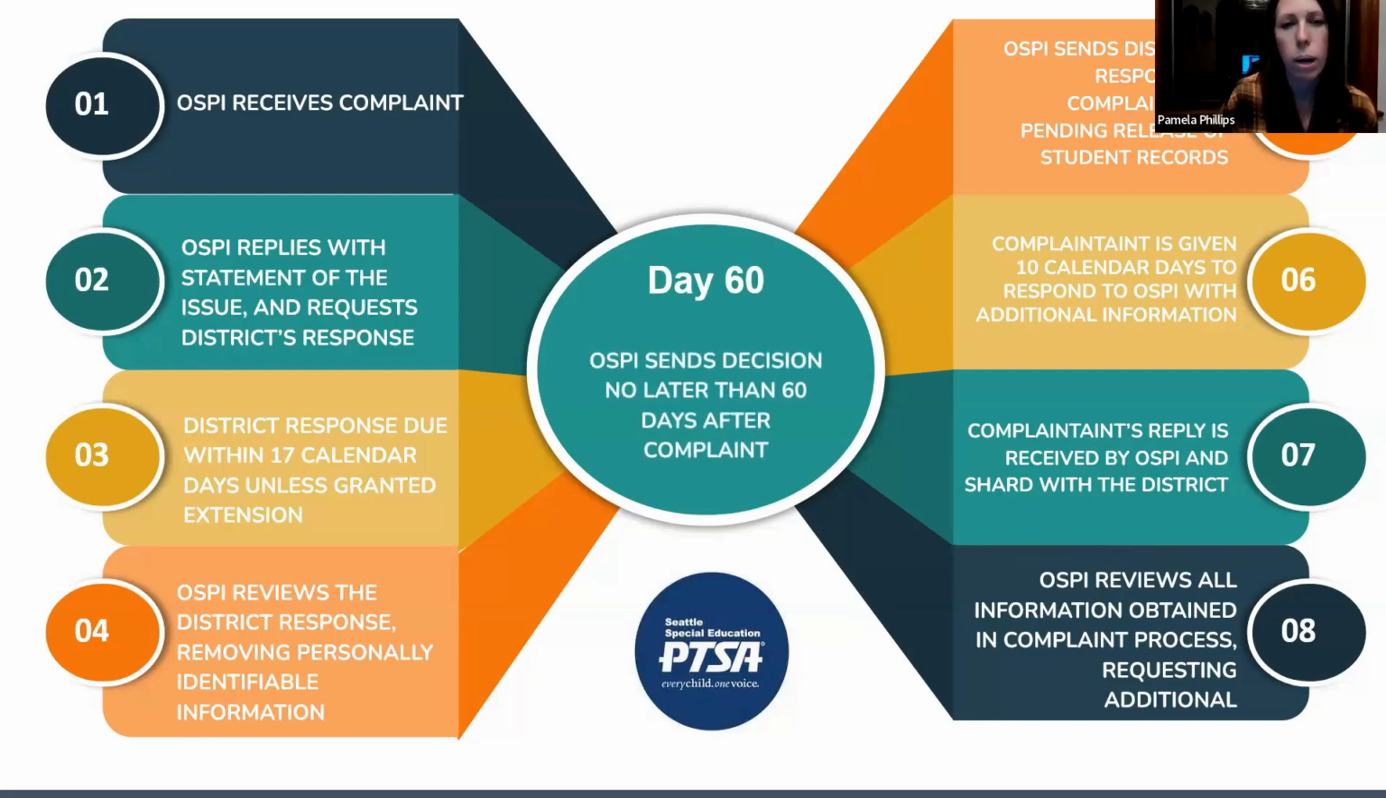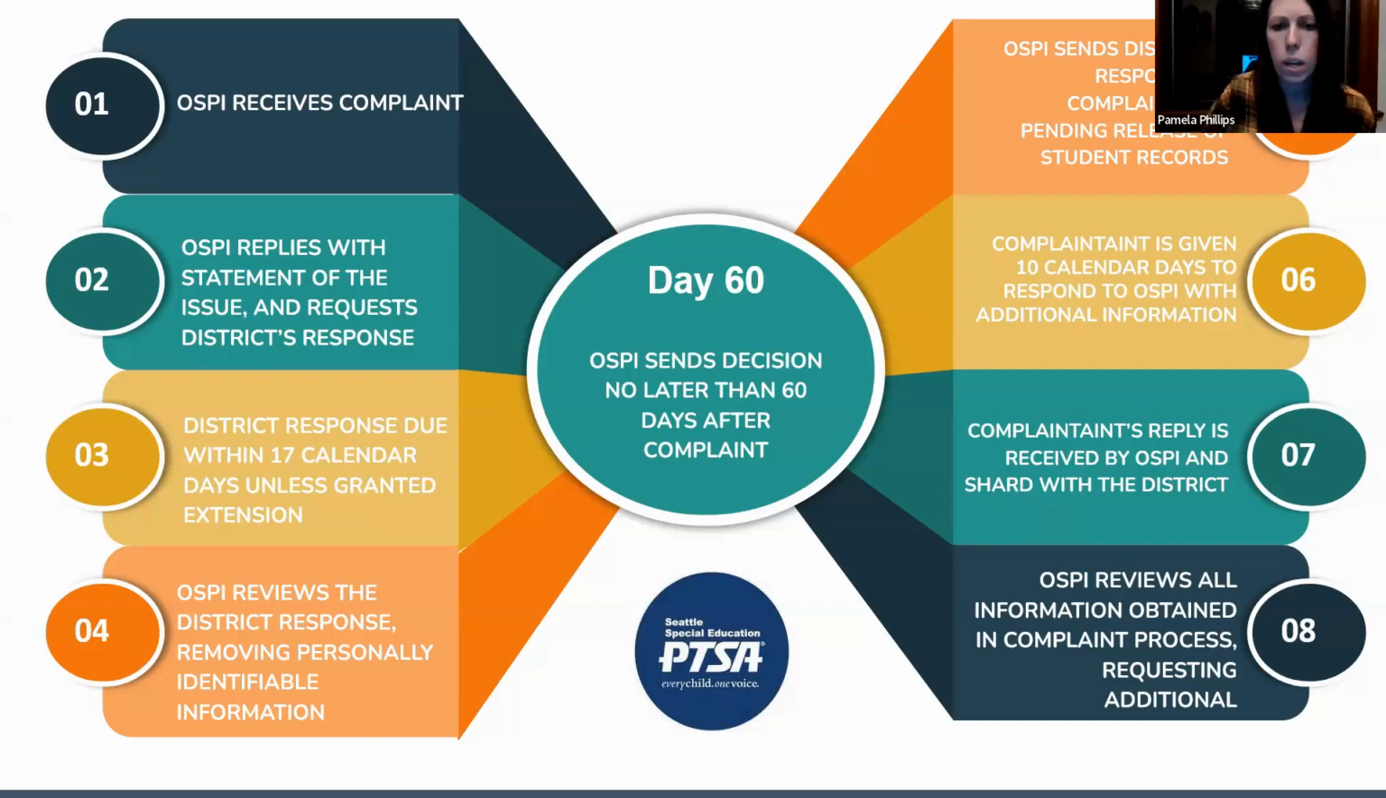Overall, this process is about 60 days. Again, as I referred to earlier, there are opportunities for the district to extend and for the complainant to extend. But pending those extensions, the decision from OSPI must be sent within 60 days of the date that OSPI received the complaint. So for example, if you send the complaint on a Sunday, it probably doesn't start until Monday, until a business day when they've received that complaint.